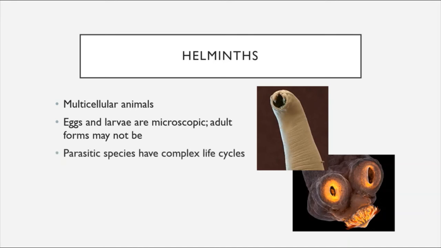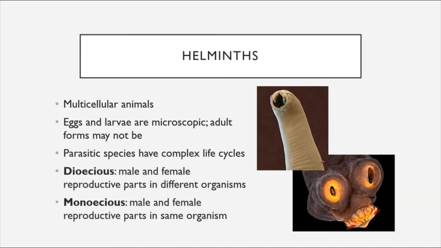Parasitic helminths have typically very complex life cycles, similar to protozoans, where they may have multiple hosts or multiple natural reservoirs that they live in. And helminths can come in a few different reproductive forms, which also makes them unique as animals. They can be dioecious, which describes a helminth that has the male and female reproductive parts in different organisms. So for example, humans are typically dioecious, where the male and female reproductive parts reside in separate organisms. But there are some species that are monoecious, which means that the male and female reproductive parts are found in the same organism. So biologically, they are hermaphroditic.